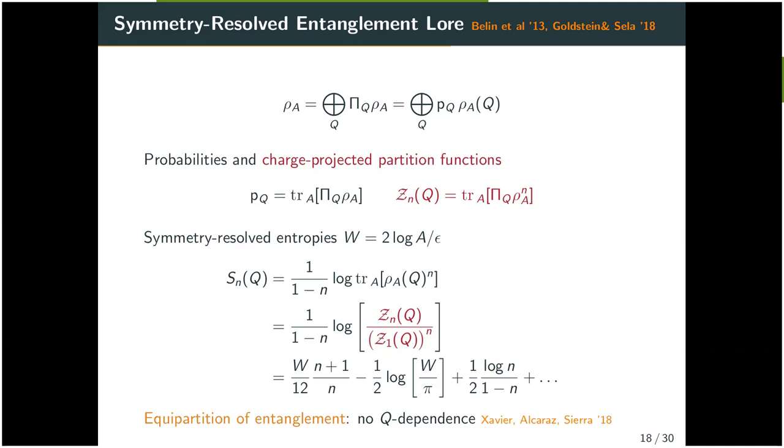So there's a surprise here. What's the surprise? I argued that this would tell me the information content stored in a sector of charge Q. So you would expect some Q dependence down here, and you will be disappointed. There is no Q dependence. So what's going on? This was a puzzle, and it was called equipartition of entanglement. This was found in 2018, and you may ask, is there Q dependence further down? I'm going to answer that question in a minute by using the boundary conformal field theory stuff that I talked about before. This was computed without any boundary conditions and so on.